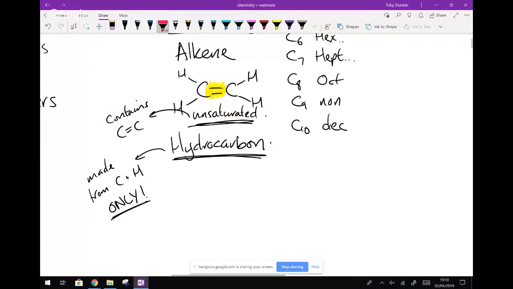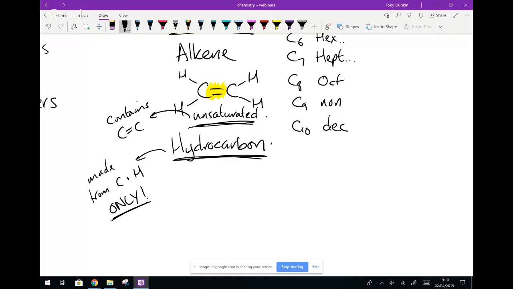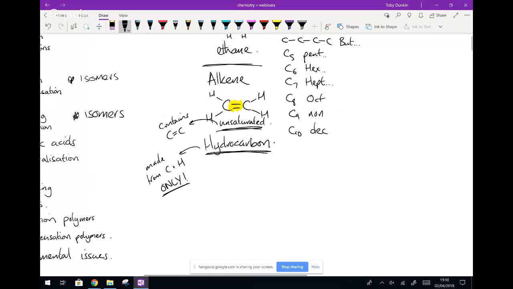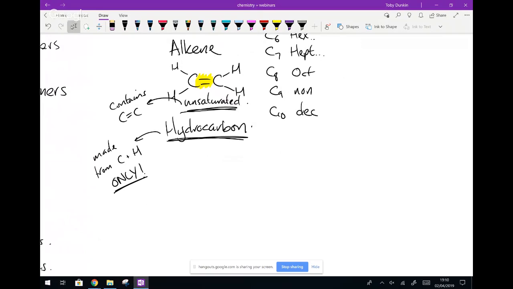Now at this point, I'm going to come to reactions later, but I'm just going to quickly mention tests. Each of these families has a test. Alkanes actually don't, because they don't tend to do anything. But alkenes do, and that's bromine water. I'll come back to that in the reactions section, somebody remind me. Okay, next family.